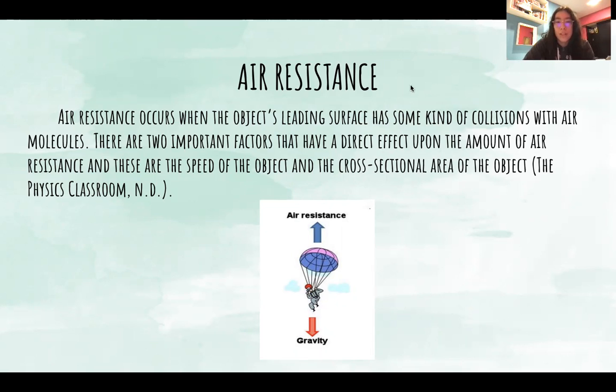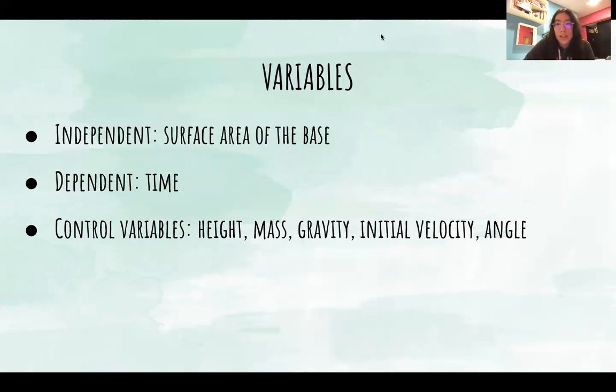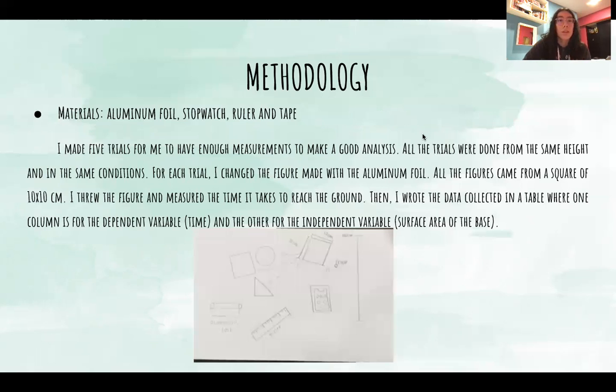There are two important factors that have a direct effect upon the amount of air resistance, and these are the speed of the object and the cross-sectional area of the object. The variables that I used in this experiment were the surface area of the base, that was the independent variable, the time, that was the dependent variable, and the height, mass, gravity, initial velocity, and angle were the control variables.